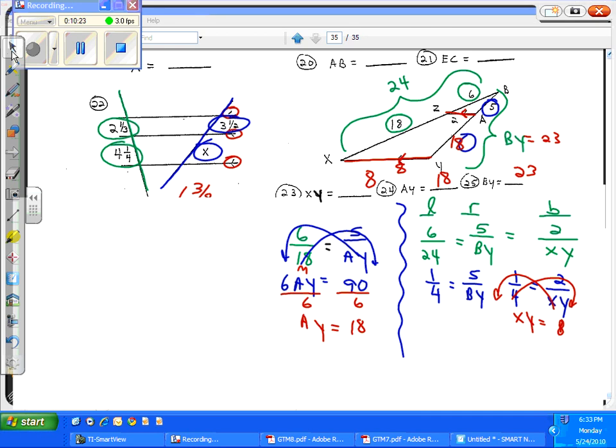Any questions on 23 through 25? Again, we were dealing with a line. If a line is parallel to a side of a triangle, it divides the other two sides proportionally. And we had similar triangles by angle-angle. So left over left equal right over right equal bottom over bottom. Okay.